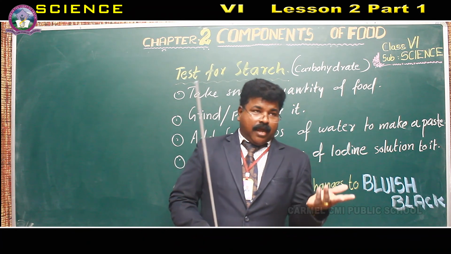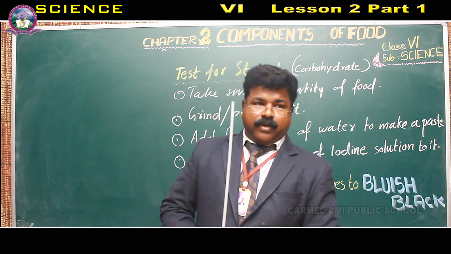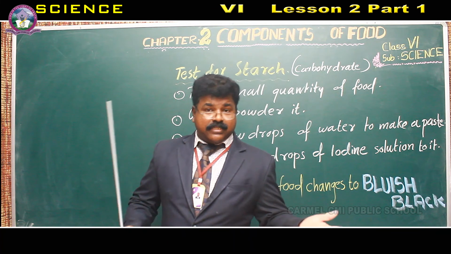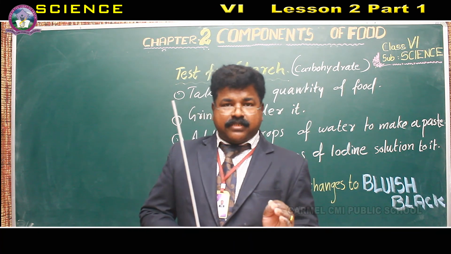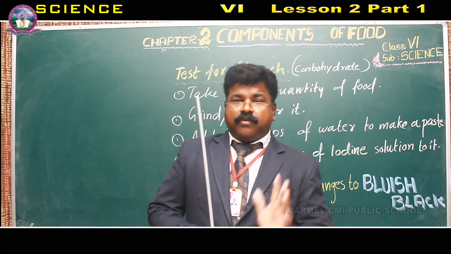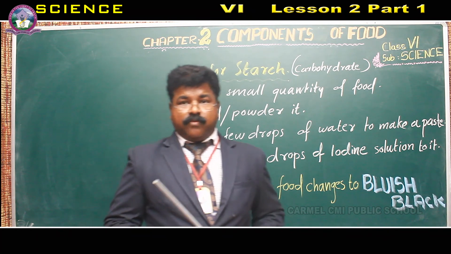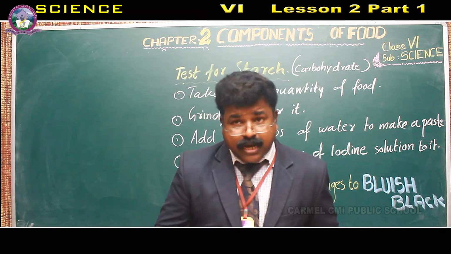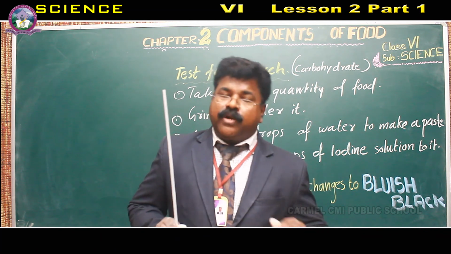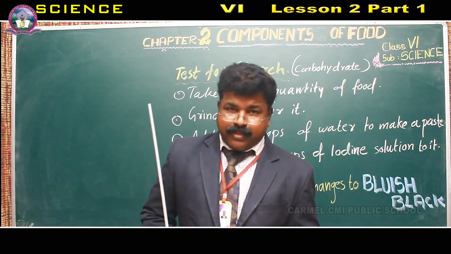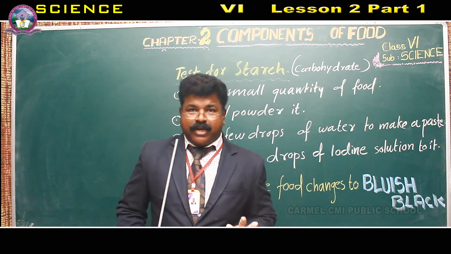Or you may even take rice flour. We are making rice flour for making idli, dosa, etc. And rice flour also we can make a paste by adding some amount of water. Then afterwards the same iodine solution you can pour into it. Then gradually the color of the food material will be changed to bluish black color. And if the color changes into bluish black, what can we confirm? We can confirm that that food contains starch in it or carbohydrate in it.